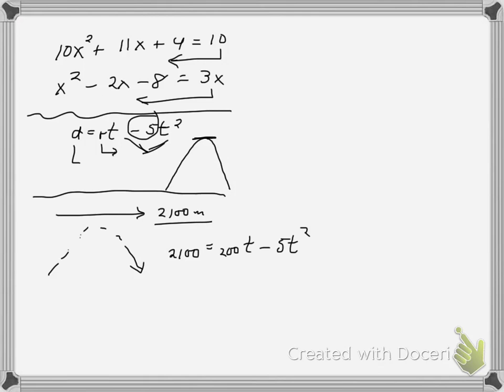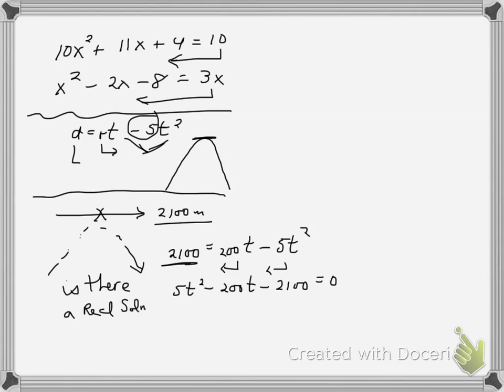Go ahead and take everything to the left-hand side of the equation, and we would get 5t squared minus 200t minus 2,100 equals 0. And I'm asking, is there a solution? Is there a solution if it equals 2,100? Okay. For when it equals 2,100, a real solution. And so what do I need to do?